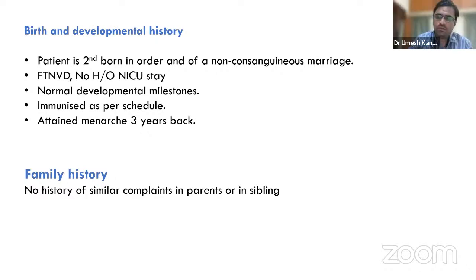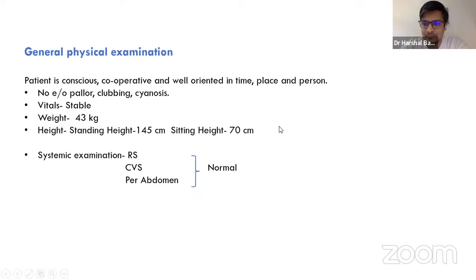Can I proceed, sir? On general physical examination, the patient is conscious, cooperative, and well-oriented in time, place, and person. There is no evidence of pallor, clubbing, and cyanosis. Vitals are stable. Weight is 43 kg, standing height is 145 centimeters, and sitting height is 70 centimeters. Other systemic examination: respiratory system, cardiovascular system, and per abdomen are normal, sir.